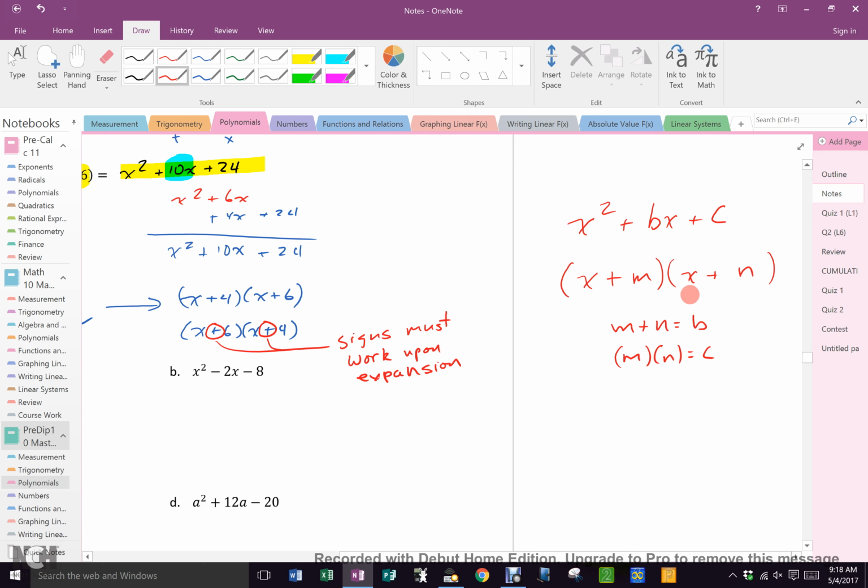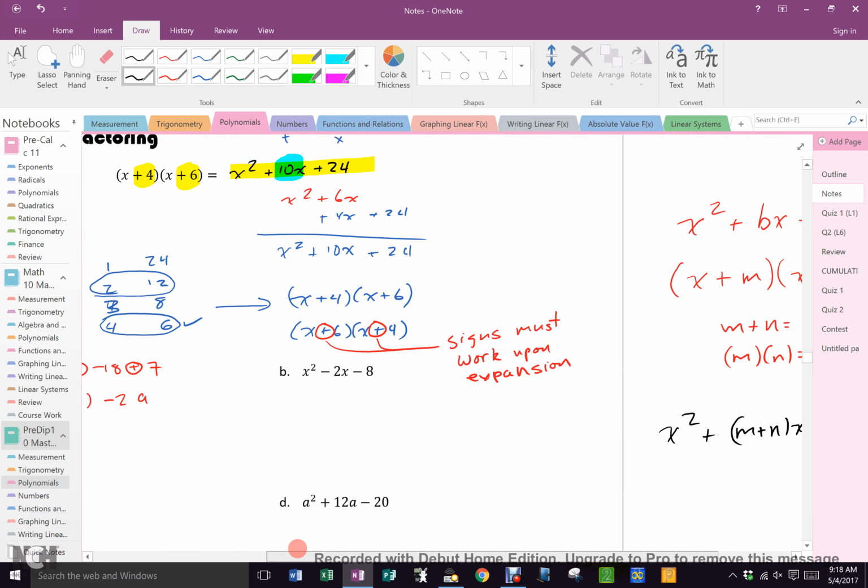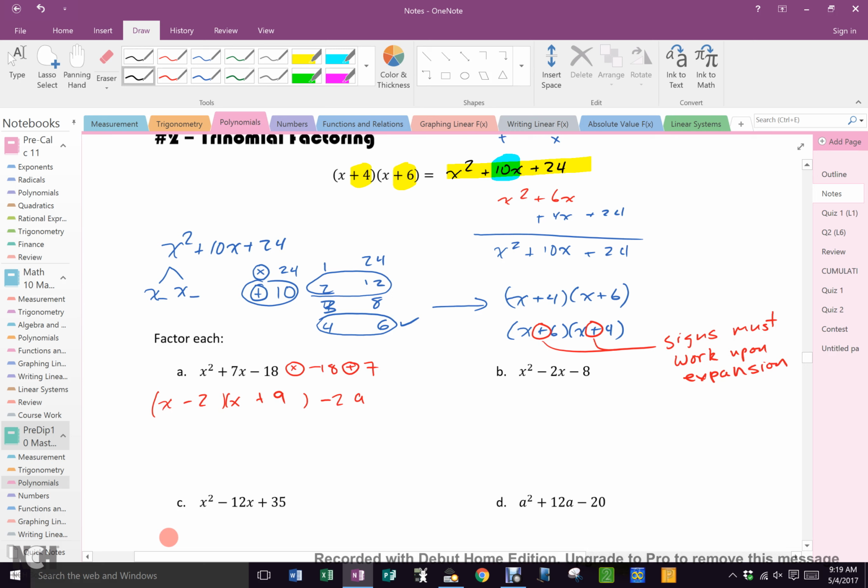Just like when we did the expansion of this, our answer became x squared plus (m plus n)x plus m times n. Just like that. It's the reverse of what you already know how to do. Everybody good? Now, it's very key that you understand how this gets to this.